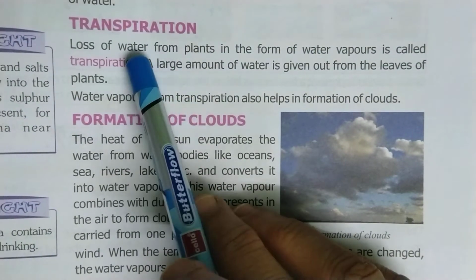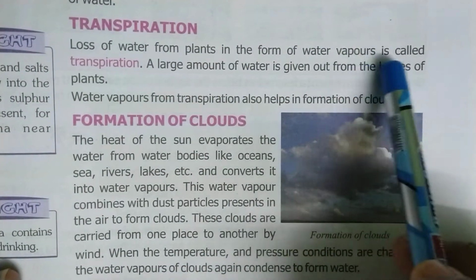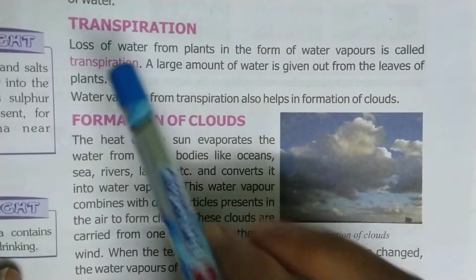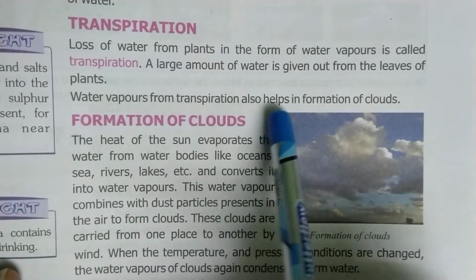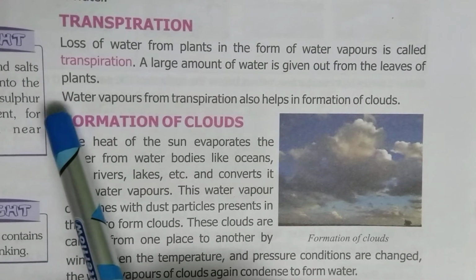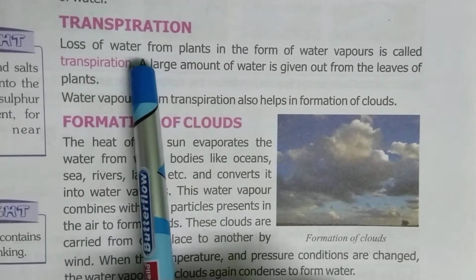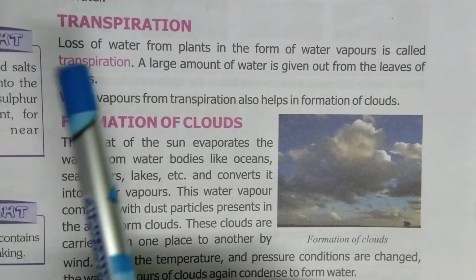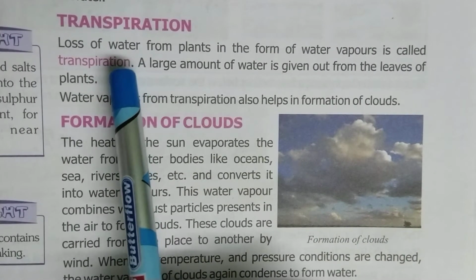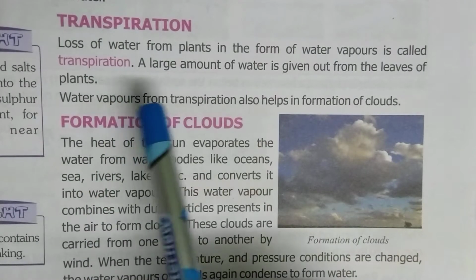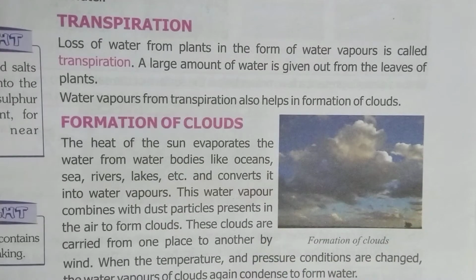Now the next topic is transpiration. Loss of water from plants in the form of water vapors is called transpiration. A large amount of water is given out from the leaves of plants. Water vapors from transpiration also help in the formation of clouds.